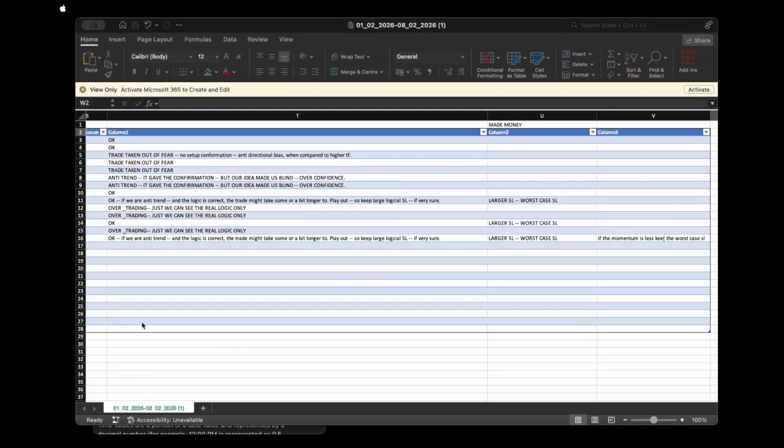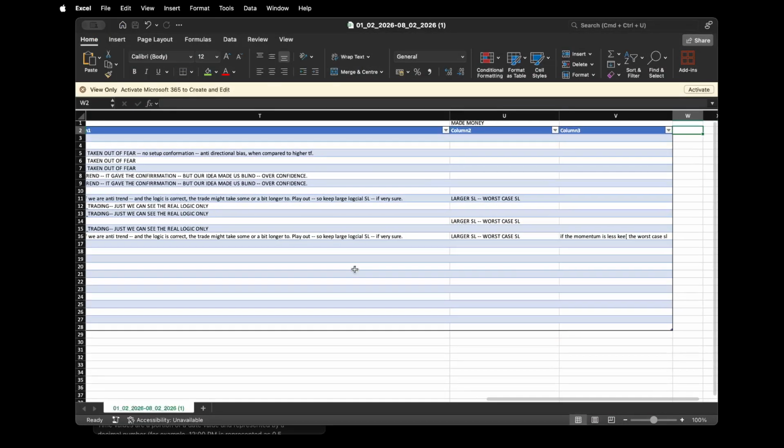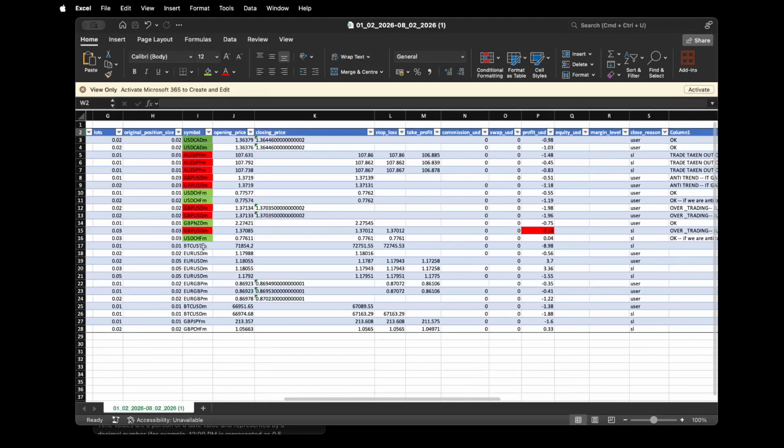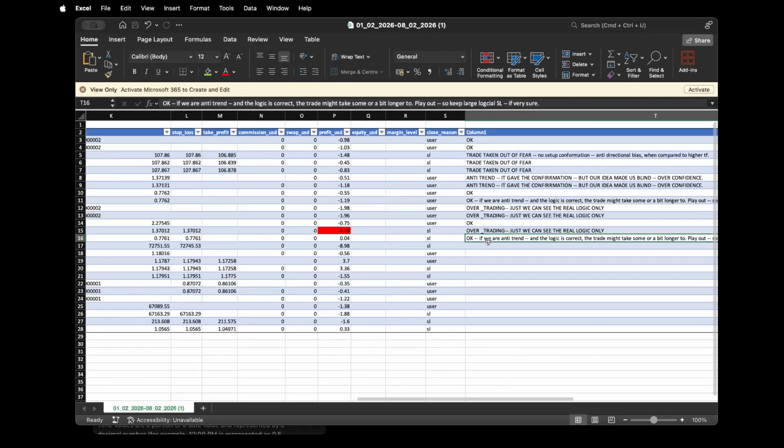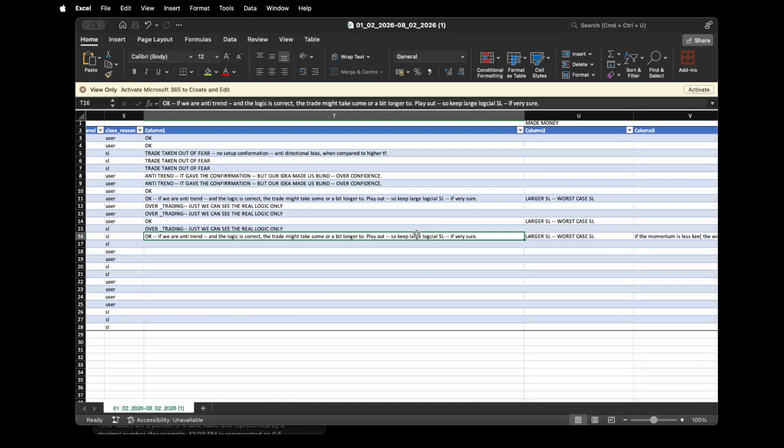Okay, so I forgot to switch. I was just updating the Excel, and this is the USD CHF trade that we just analyzed. I added that we were anti-trend. The trade was right. It just didn't play out because there wasn't enough momentum.